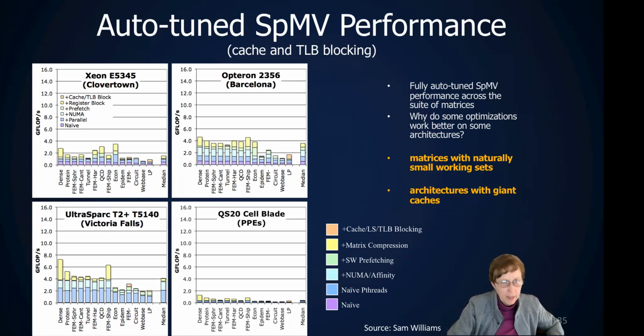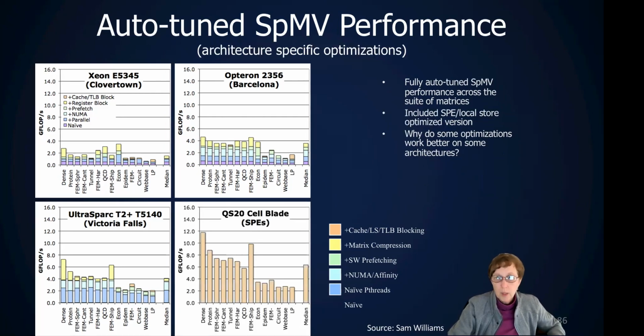benefit. There is one finite element matrix in Victoria Falls, which was very highly multi-threaded, it kind of looked a little bit like a Knights Landing sort of processor. That one had some benefit as well.